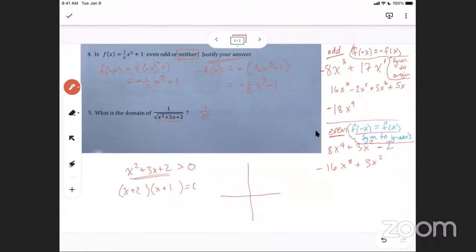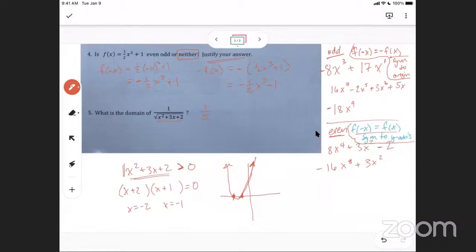And I'm looking at this equation and I'm thinking, my two zeros are x equals -2 and x equals -1. See what I did there? So -2 and -1 are my zeros. And because the leading coefficient is 1, it's opening up. So my graph is going to look like this. Something like that.